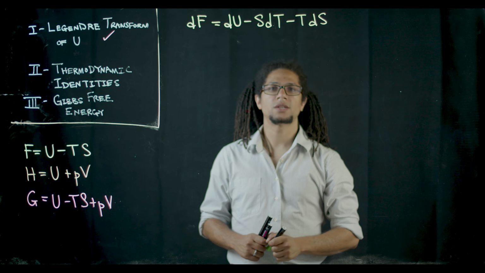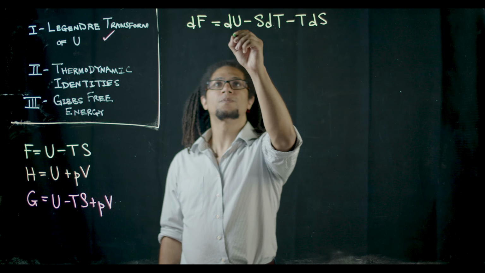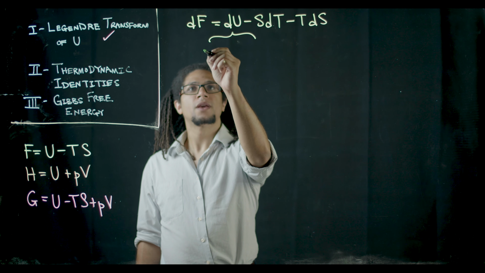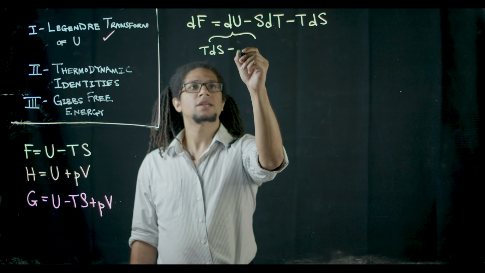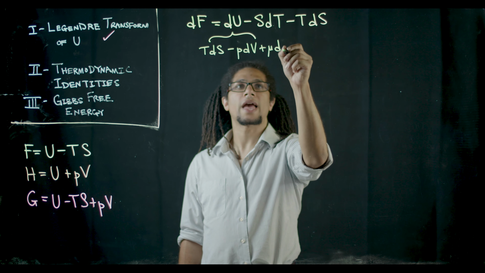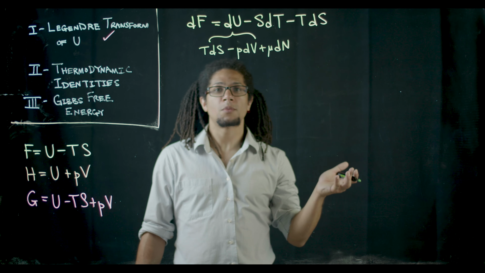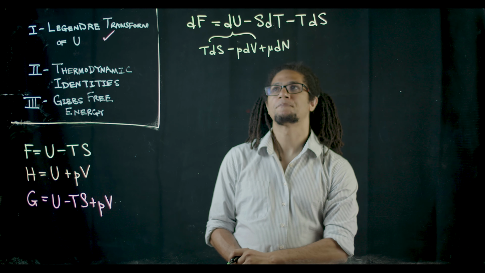Now before I go on to those others, let me use the first law of thermodynamics to expand this dU. So dU, we know, is equal to T dS minus P dV plus mu dN. And this is just really the sum of the work variables if we're dealing with a more general system. But let's stick with gas systems for now.